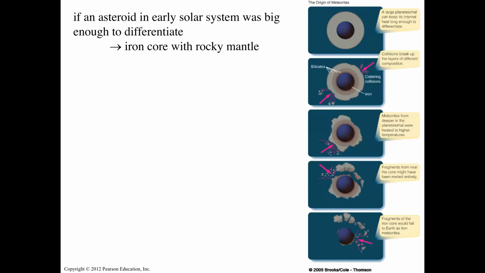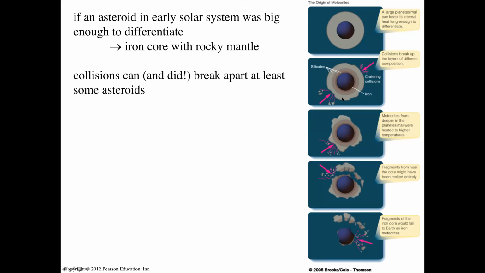Okay, if an asteroid in the early solar system was big enough to differentiate, and if you don't remember what differentiation is, go back and watch the videos of the last two lectures, the last two chapters. We talked about it there very carefully and extensively. So that's why they have an iron core with a rocky mantle. Here's an iron core, and then we have a mantle, which is right there, and it is rocky.